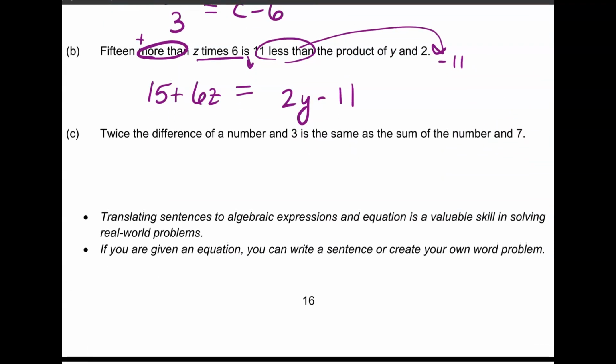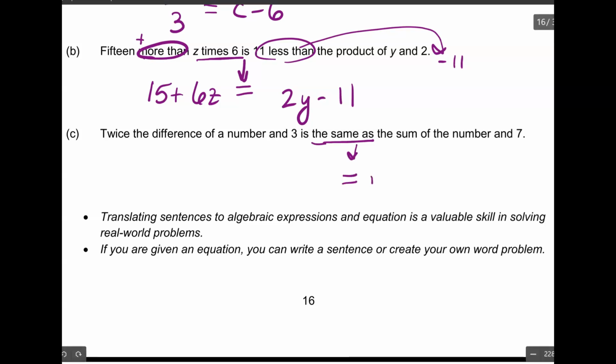Is means equal. No, we're just translating the sentence into an equation. We're just practicing. It's kind of like rapid fire, getting ready for word problems, helping you guys build this vocabulary. Twice the difference of a number and 3 is the same as, means equal. The sum of a number and 7.